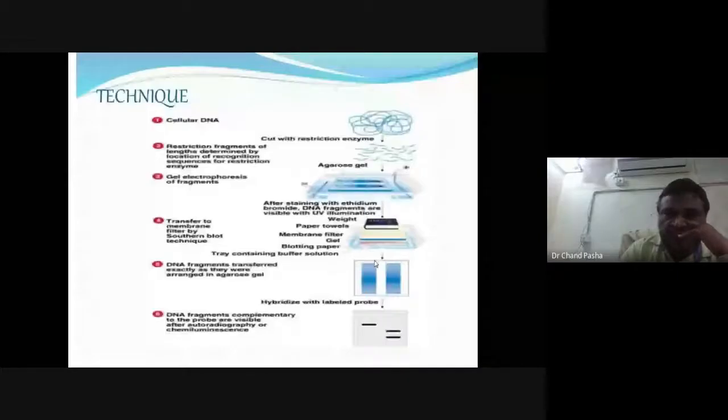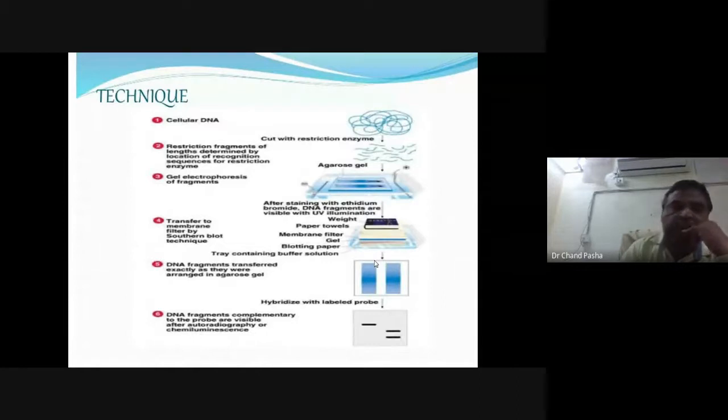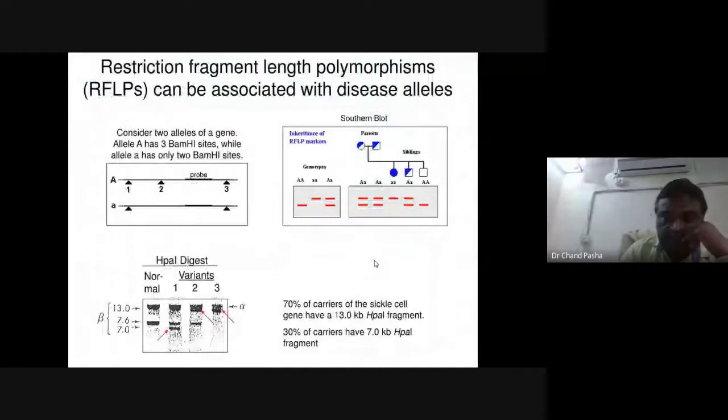And then there are different methods: AFLP, amplified fragment length polymorphism, or RFLP, which is restriction fragment length polymorphism. I'll show you here.